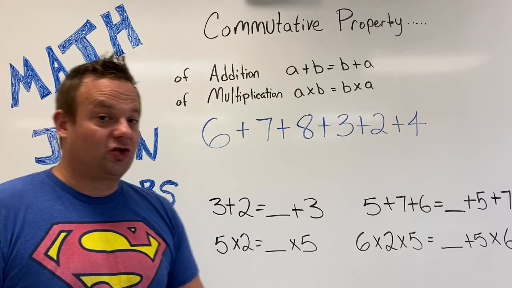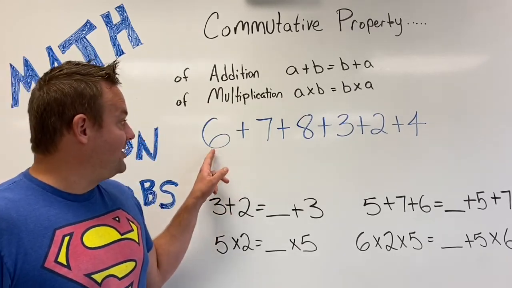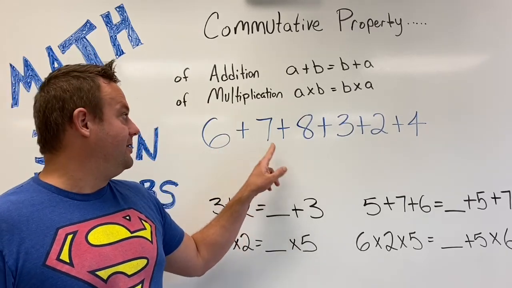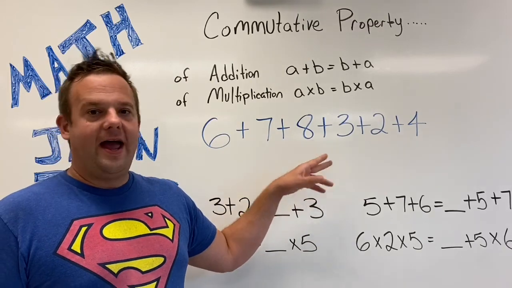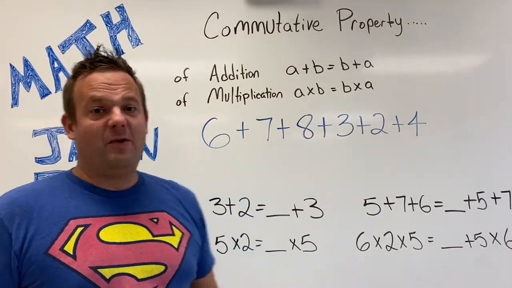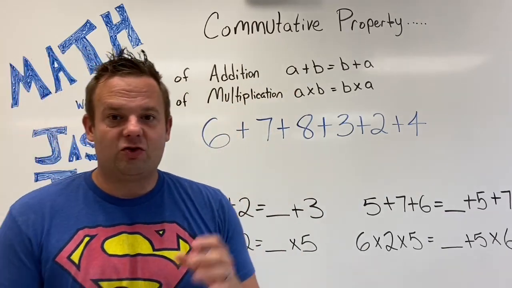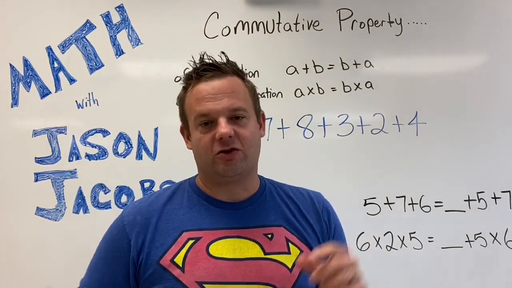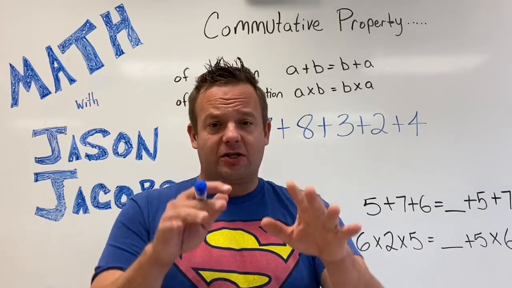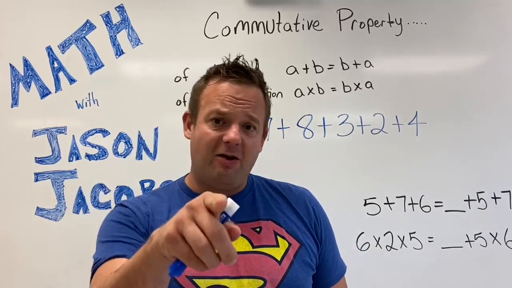And here's a little trick. A lot of you probably went 6 plus 7 is 13. 13 plus 8 is, and like, that's daunting. But if you use the commutative property of addition, what you can do is rearrange those addends. So you rearrange those addends just the way you want. And you can do that in your head or right on the paper.